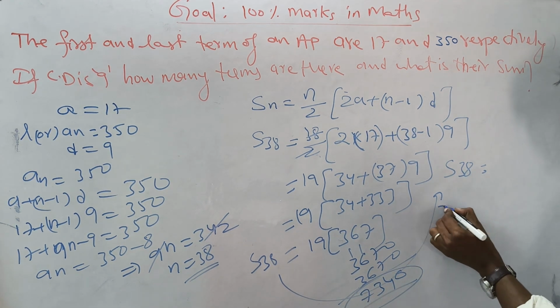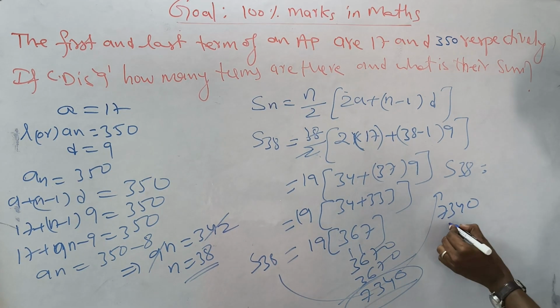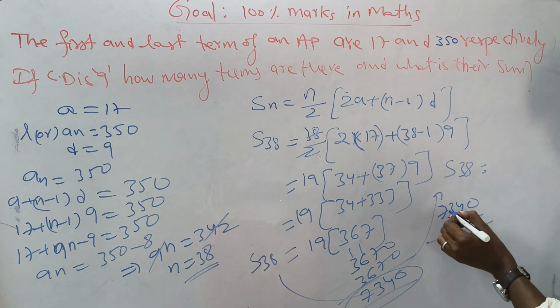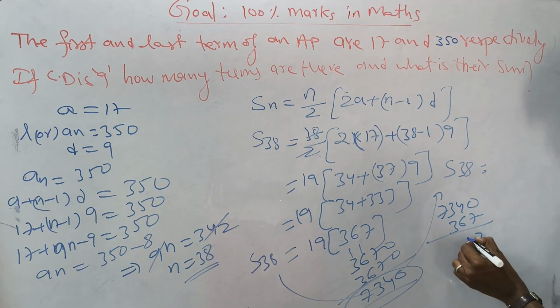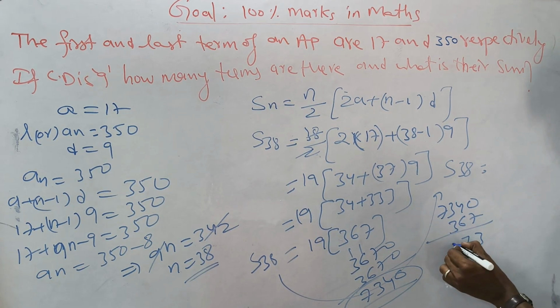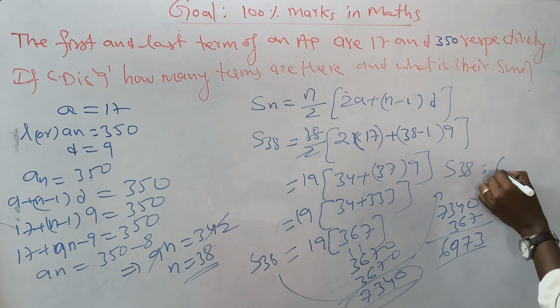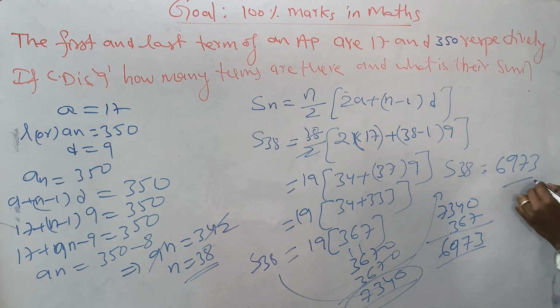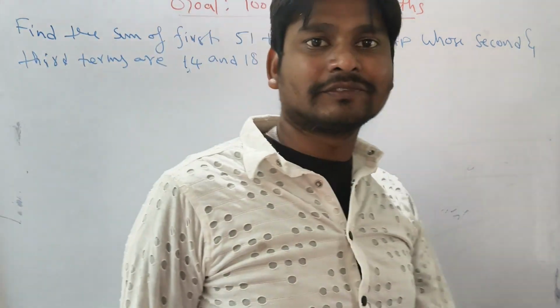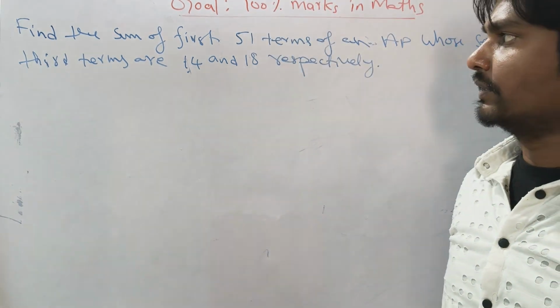Now 7340 minus 367. 13 minus 6 is 7. Then 12 minus 3 is 9, and 6. So 6973. Your answer is 6973. This is the sum of the terms. Clear, all of you? Right. Next, we'll move to the next question.